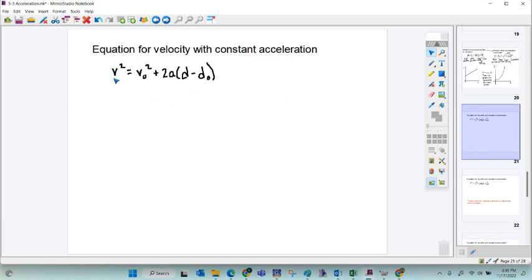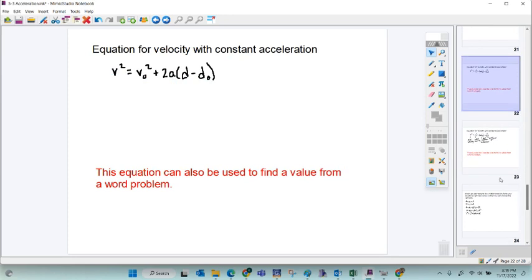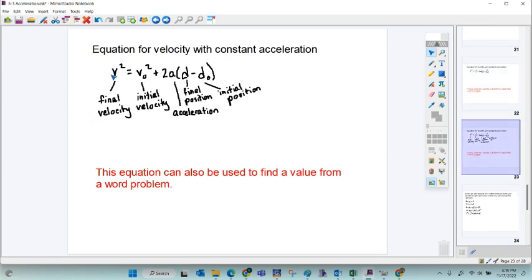Okay, so this one deals with if we don't know how much time it took, but we know both the starting velocity, we know the ending velocity, we know the acceleration, starting position and ending position. So this one can also be used to solve word problems. And here's our labels. Final velocity squared is initial velocity squared plus 2a times d minus d0.